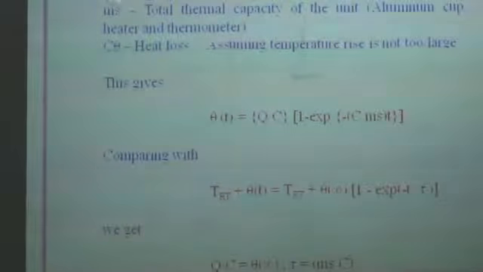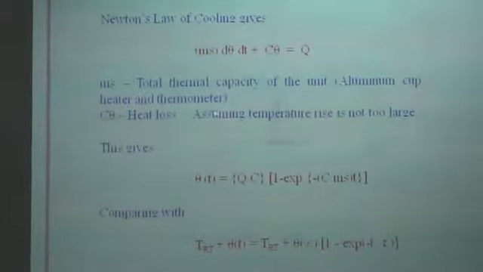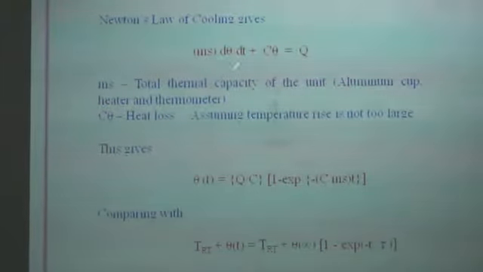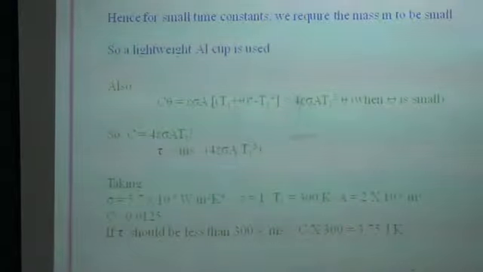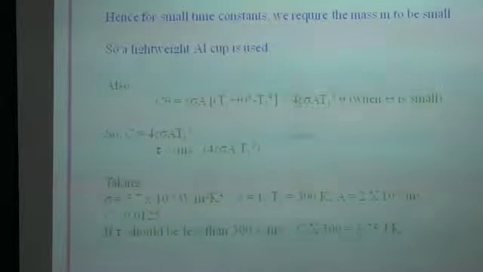M into S is the thermal capacity of the entire unit, which consists of the aluminum cup, heater and the thermometer. d theta over dt is the rate at which the temperature increases as a function of time. This plus c theta, which comes from Newton's law of cooling. In fact, Newton's law of cooling, if the difference between the temperature of a body and the temperature of the surroundings is very small, then we can write this to be equal to sigma a times T1 plus theta to the power of 4 minus T1 to the power of 4. T1 is the temperature of the surroundings. T1 plus theta is the temperature of the body.